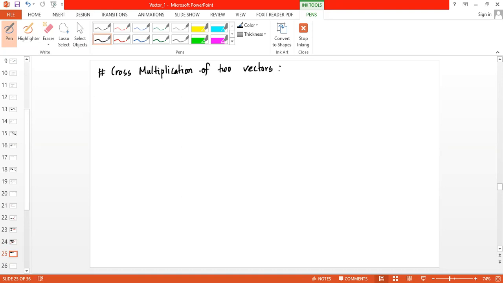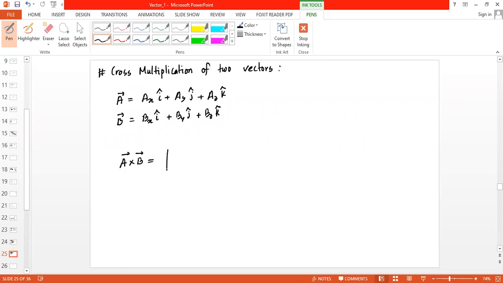And then a cross multiplication of two vectors would be like, let's say a vector is A, that is AXI plus AYJ plus AZK, is one vector. The other vector B is equal to BXI plus BYJ plus BZK. So if I want to multiply them by a cross multiplication, that is A cross B, to get the value of A cross B, I'll be using the matrix technique.